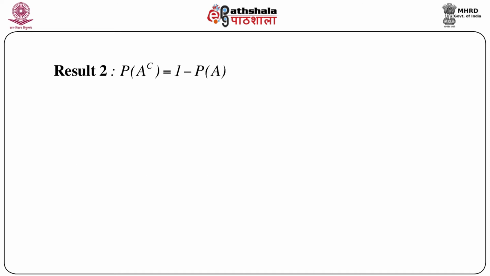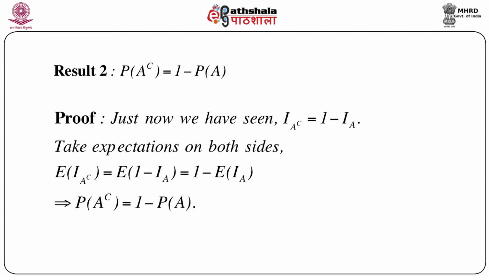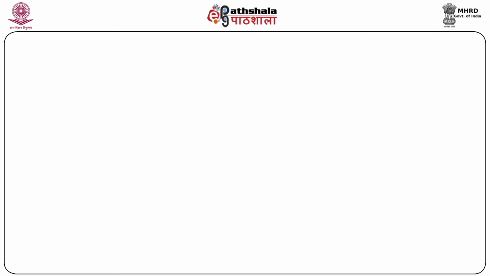So the next one is probability of A complement equals 1 minus probability of A. And we have already seen that I of A complement equals 1 minus I_A. Again take expectations on both sides. So it will be expectation of I of A complement equals expectation of 1 minus I_A, which is nothing but 1 minus expectation of I_A, and which in turn means that probability of A complement equals 1 minus probability of A, because probability of A complement equals expectation of I of A complement and probability of A equals expectation of I_A. So we have already proved two things.